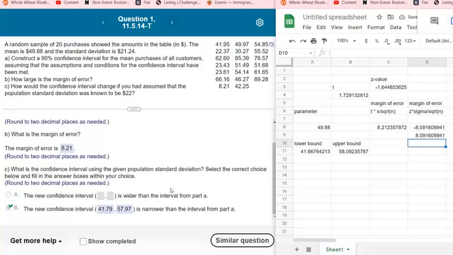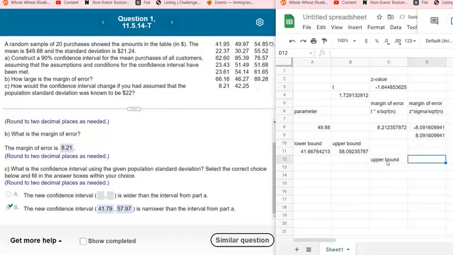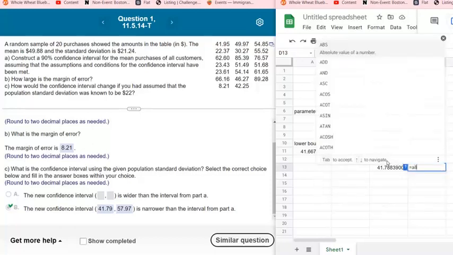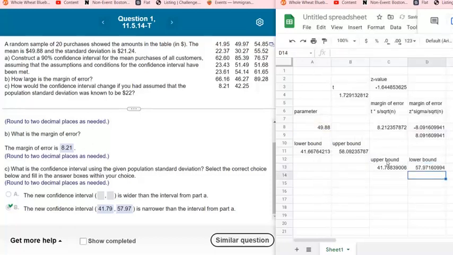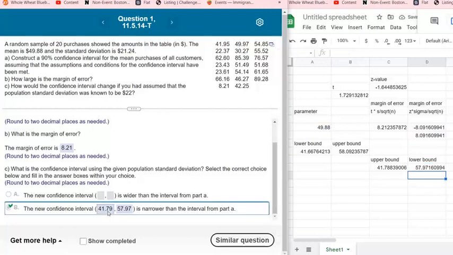Okay, so we got the margin of error for the new confidence interval, so we want to construct an upper and a lower bound, just like we did before. And the upper bound is found by taking the mean, which I think is still A8. And then we want to subtract the margin of error using the z distribution, the A8 plus the margin of error. And that's what I got down here.